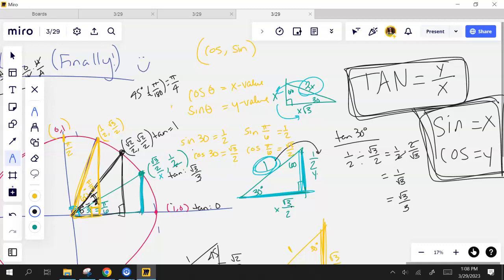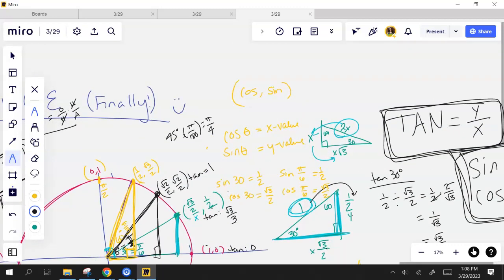All right, so look, at 60 degrees, I'm at 1/2, square root of 3 over 2. So if I do y divided by x, I can't divide a fraction by a fraction. I multiply by the flip instead. Square root of 3 over 2 times 2. What's the tangent value at 60 degrees?